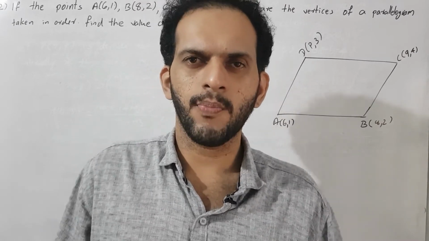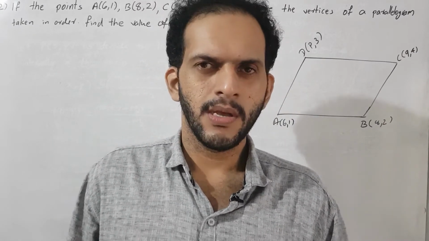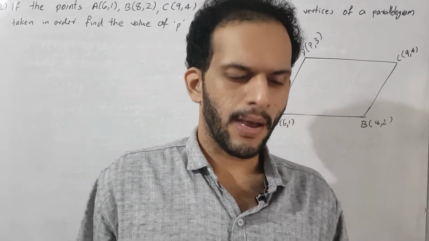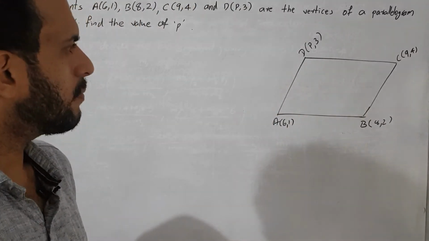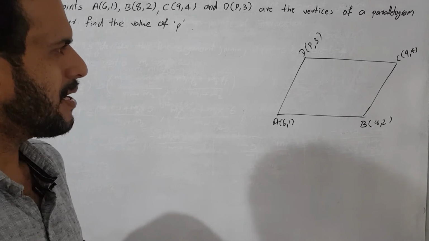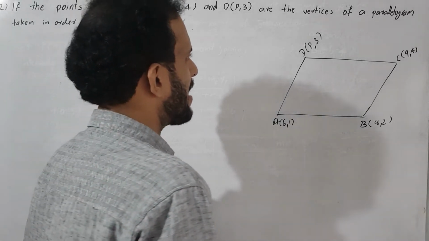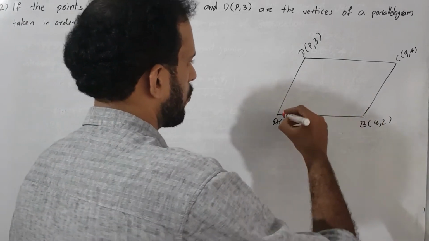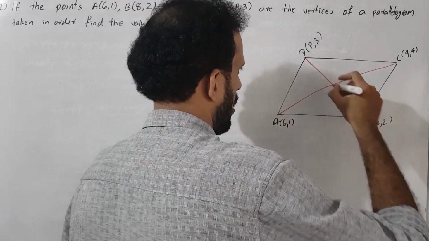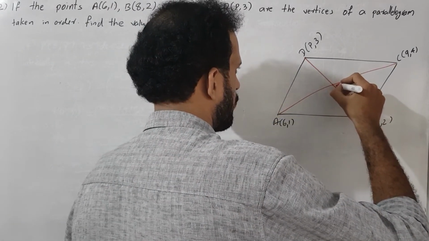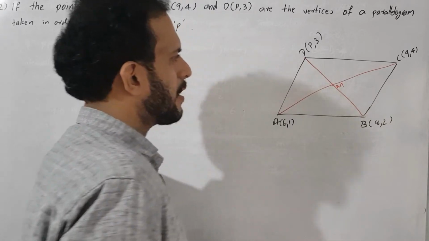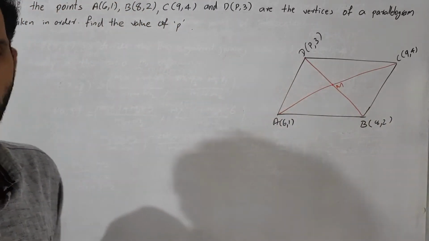Okay, so it's not possible to apply the distance formula. Okay, so how do we apply? Then here is a parallelogram. Then to find the value of P, we just draw the diagonals of this parallelogram. Okay, we draw the diagonals, and the point where both diagonals intersect, that point is M.